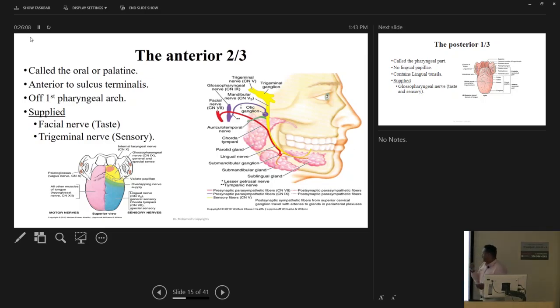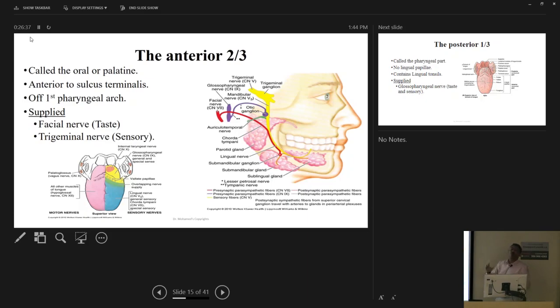Whatever, or sweet, right? I'm going to taste it by my anterior 2/3. What will happen? It's going to go for a short distance through the lingual nerve, and then it's going to leave it and go through the chorda tympani and go all the way to the facial nerve. There is a nucleus there in the facial nerve called the tractus solitarius. You don't need to know it, but that one is responsible for this taste, right?